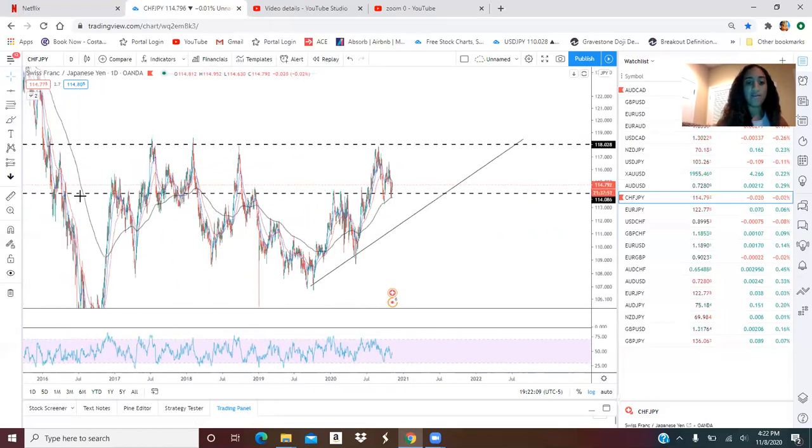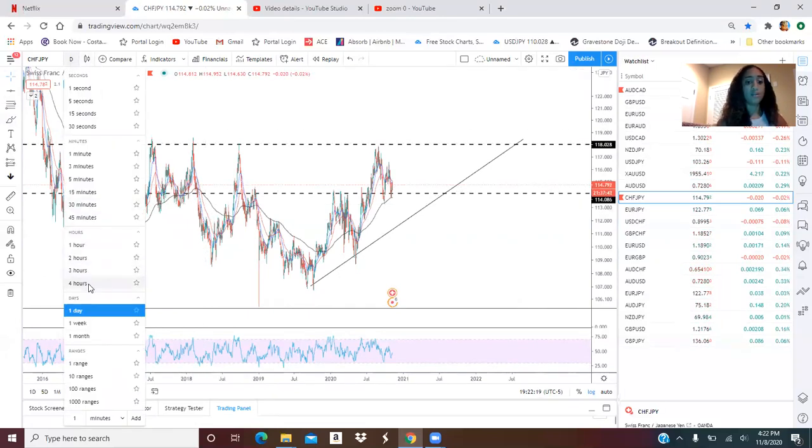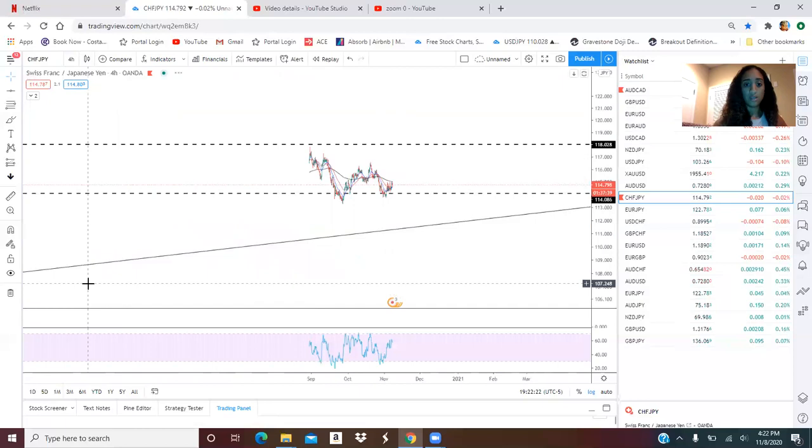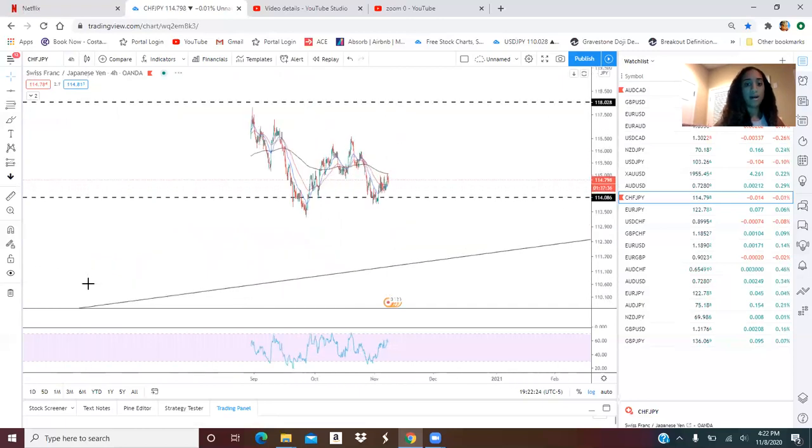So basically we have price in an upward trend on the day chart. It looks like it's coming back to this interesting level right here, where it has previously been support and resistance multiple times. If we go back down to the 4-hour chart, see what's really good, it's giving us a double bottom.